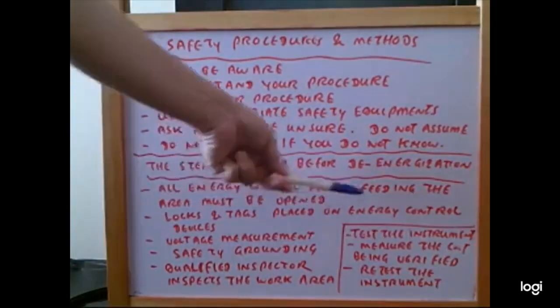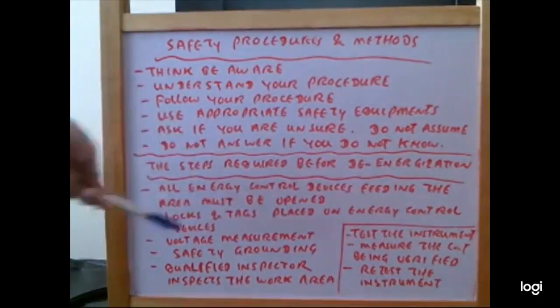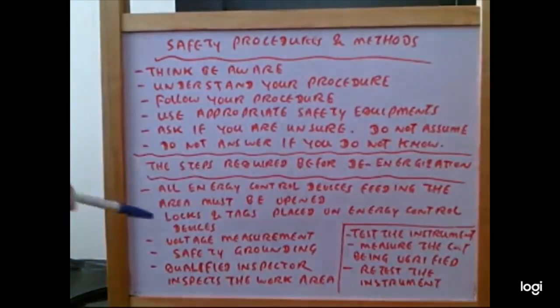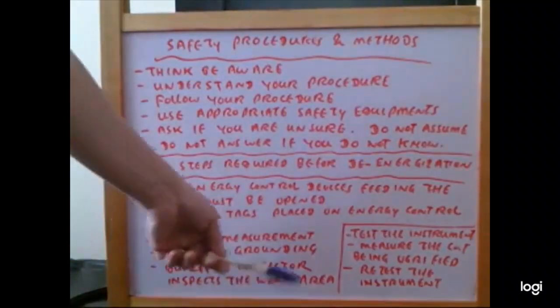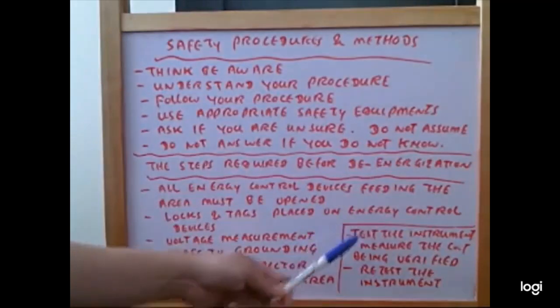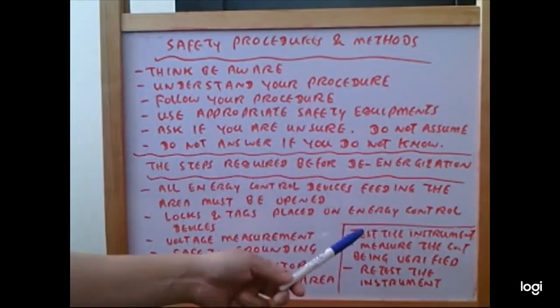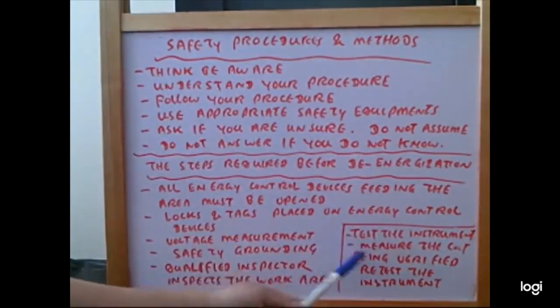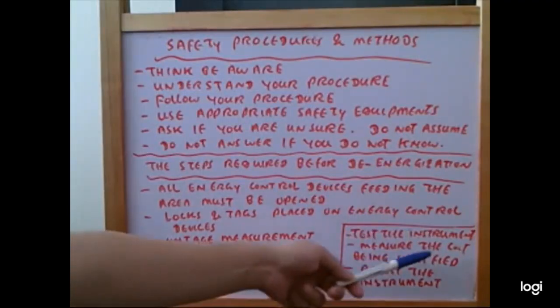By knowing this, you can now do the procedure. The measurement must be done. Any equipment must be checked with the voltmeter. Safety grounding must be done. A qualified inspector inspects the whole area, so that we have to utilize the test instrument. When you are using the test instruments it is also important. The instruments need to be verified, and then retest the instrument.